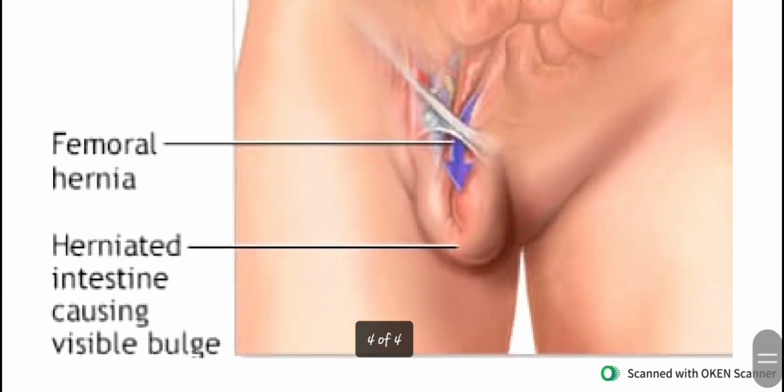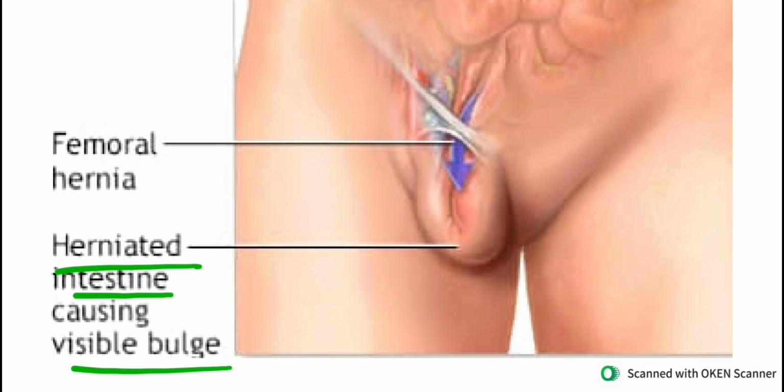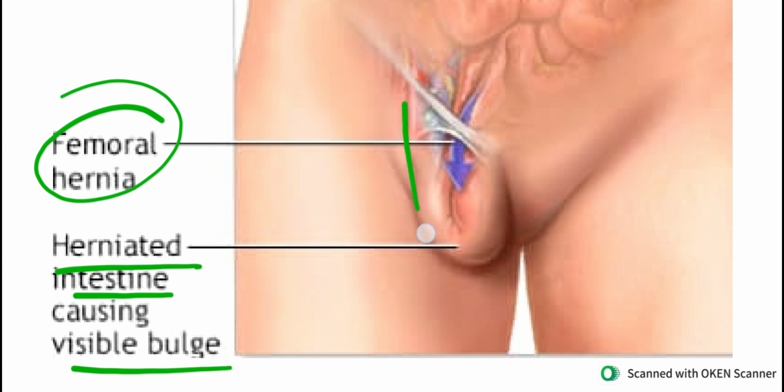Coming to the femoral hernia, it is one of the important clinical significances in the femoral triangle. When abdominal contents protrude into the femoral canal, it leads to a femoral hernia. Something is bulged out due to herniated intestine, and we can usually see the bulge. This is important. This femoral hernia is more common in females.